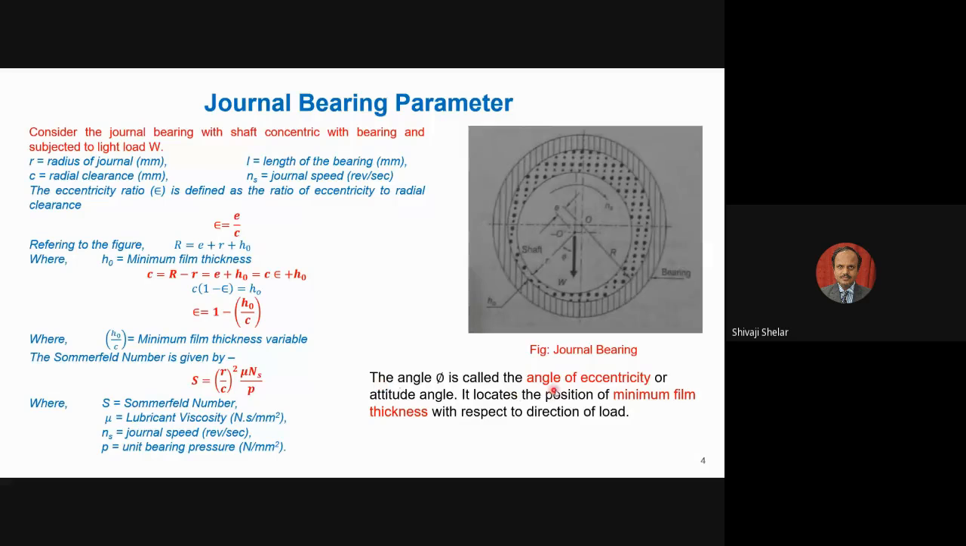This angle is called the angle of eccentricity, because it is related to the eccentricity distance. It is also called the angle of eccentricity or attitude angle. This angle phi locates the position of the minimum film thickness, that is h naught. So it is associated with h naught, or with h naught by C. So this angle is very important.